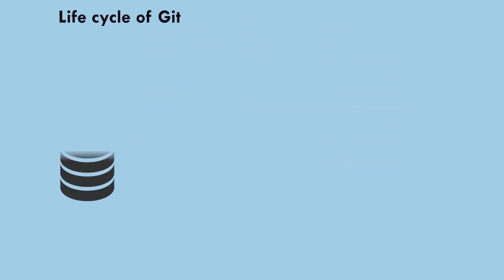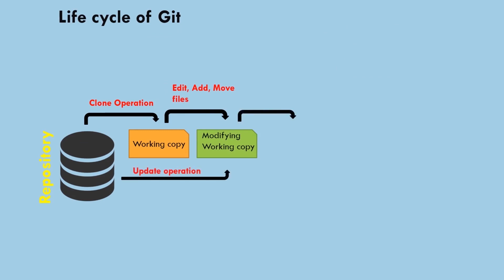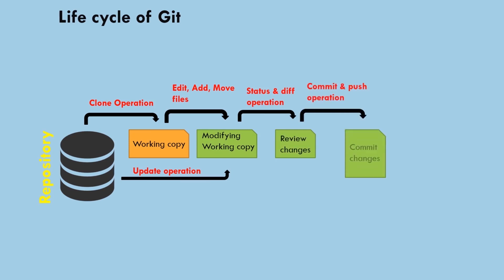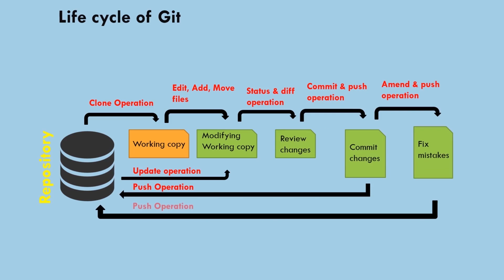Now let's talk about the life cycle of Git. You clone the Git repository as a working copy, then you modify the working copy by adding or editing files. If necessary, you also update the working copy by taking other developers' changes. Next, you review the changes before you commit. Then you commit changes. If everything is fine, you push the changes to the repository. After committing, if you realize something is wrong, then you can correct the last commit and push the changes to the repository.